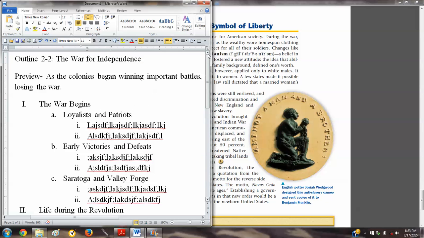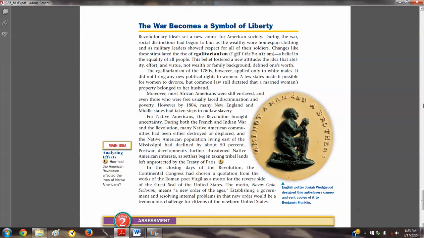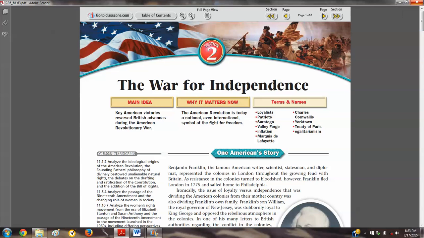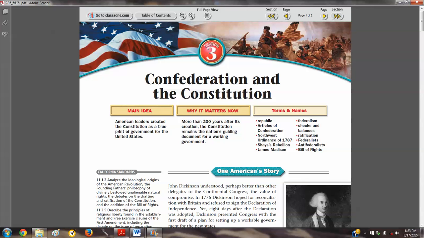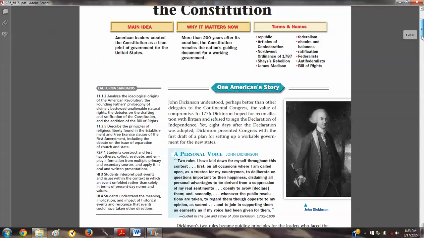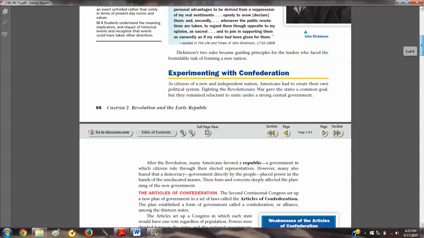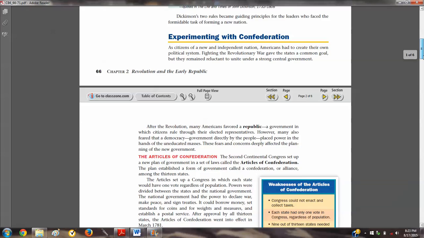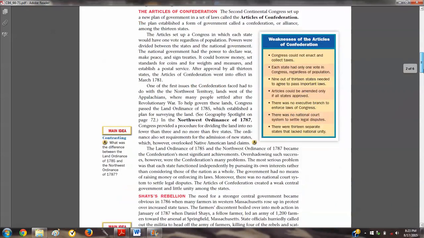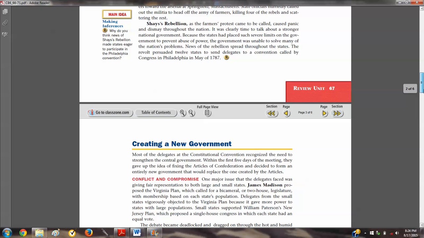All right, so we're going to go over one more section just to kind of give you an idea of how the Roman numerals and the subsection letters and the 1s and 2s work. All right, so let's go to chapter 2, section 2. So at the top, you would write outline 2-3, Confederation to the Constitution. Here's the main idea. You would write the preview about this one section, and then we're looking for the first Roman numeral. Roman numeral 1, there it is, experimenting with Confederation. Then we're looking for letter A. There it is, Articles of Confederation. You write 2 things about that. Then we'll look for B. There's Shays' Rebellion, 2 things about that. All right, there is no C because right here is Roman numeral 2 already, the second main idea.